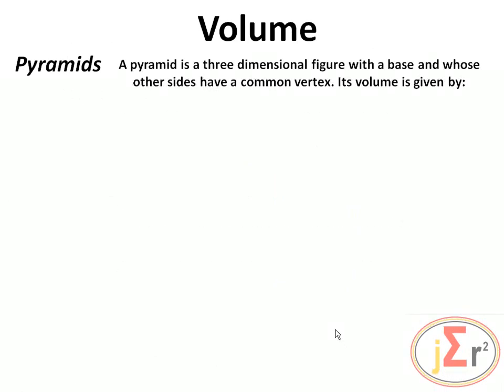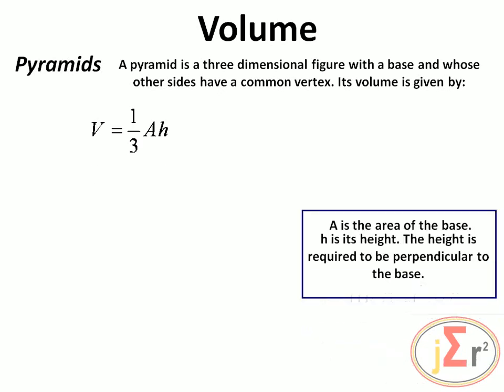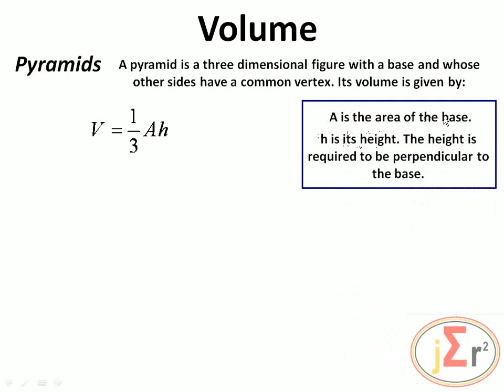Now we have volumes. And the first figure that we're going to be looking at is a pyramid. What is a pyramid? A pyramid is a three-dimensional figure with a base and whose other sides have a common vertex. Its volume is given by V is equal to 1/3 AH. What does that mean? A is the area of the base and H is the height. So the height is required to be, as usual, perpendicular to the base.